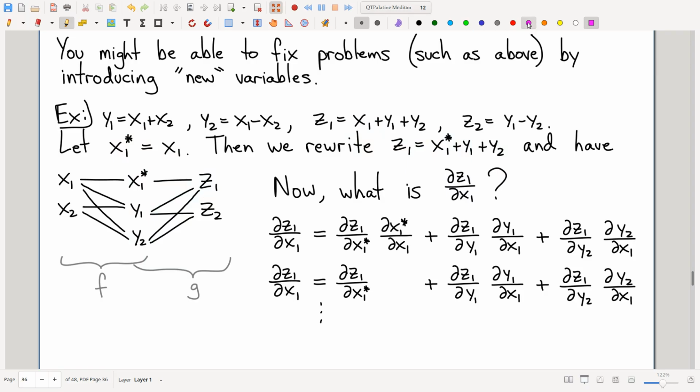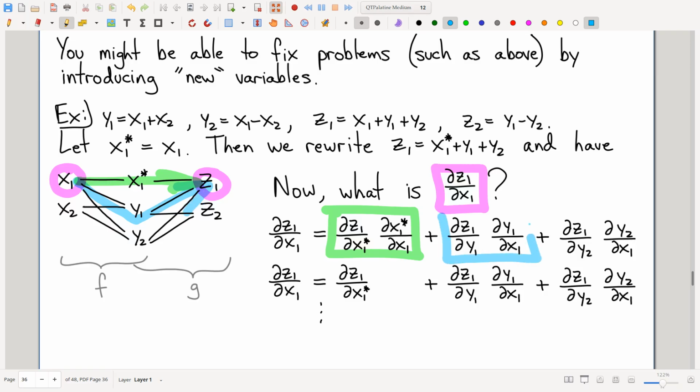Let's see here. We want to compute this partial, the one that we couldn't make any sense out of previously. How are we going to compute that? Okay, well, there's Z1, there's X1, and I see three paths. There's an X1 star path, and so there's an X1 star term. And there's a Y1 path that gives me the Y1 term, and then there is a Y2 path that gives me a Y2 term. Nothing to it. Good old-fashioned chain rule. Everybody on board?